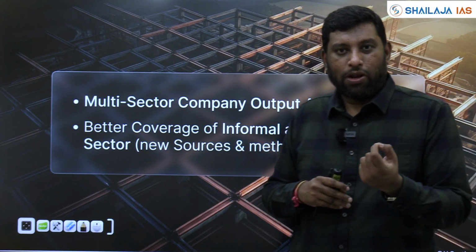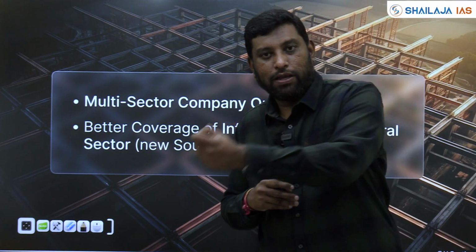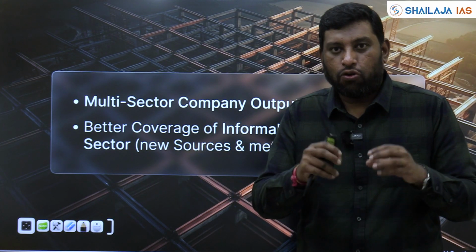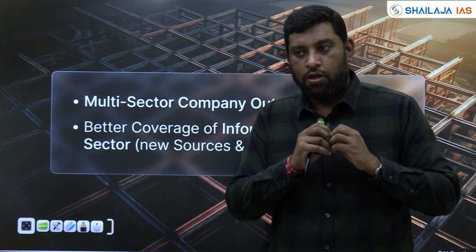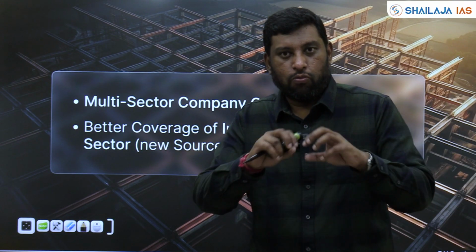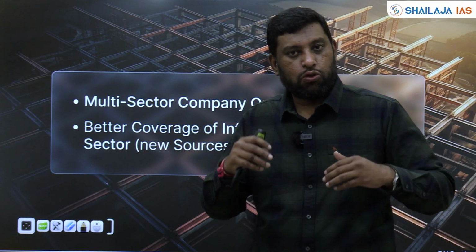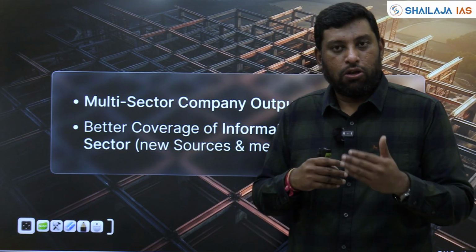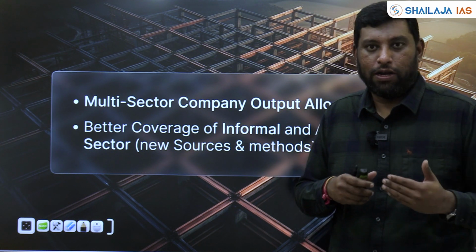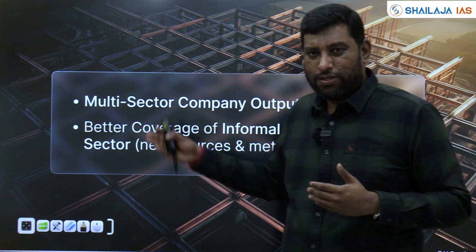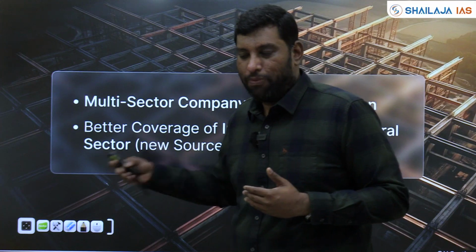So in order to get a more accurate picture of what is exactly happening in the informal sector, they have tried to diversify the sources. They have tried to get more sources to collect the data, and they have also improvised upon the methodology of processing and extrapolating this data. So this is more of a statistical improvement over a period of time.